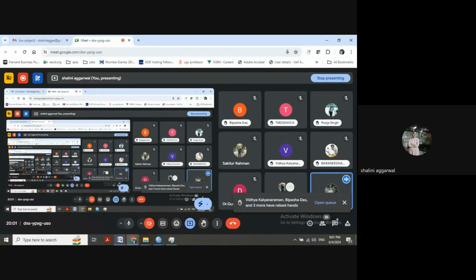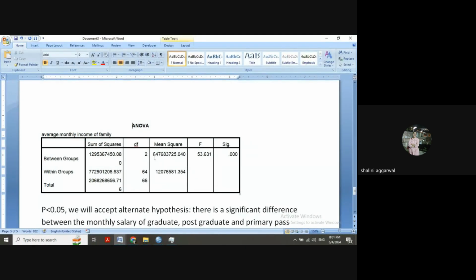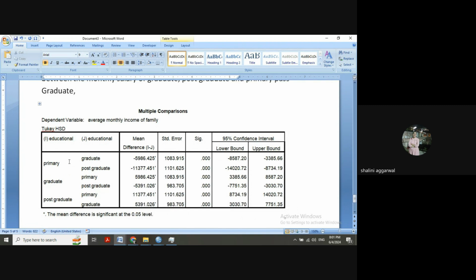Okay, so let me explain this again. This is a collective result. When you see the ANOVA table, it gives you a collective result that there is a significant difference, right? But if you want to see exactly which one is causing which, let's say this is 80. So it means for primary and graduate level people, there may not be much significant difference in salary, but primary and postgraduate persons have a significant difference in their salary.